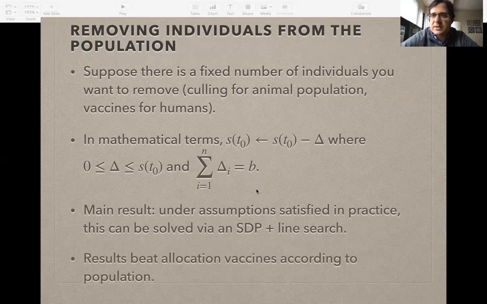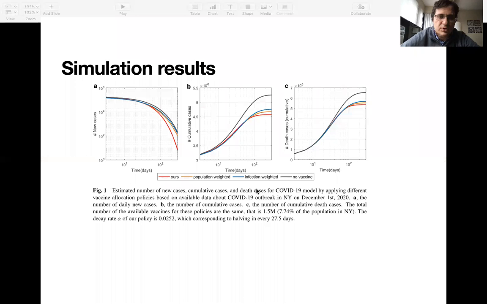So for example, let's apply it again to the model of New York State. And here I'm going to show you several different things. This black curve corresponds to no vaccine. The blue curve corresponds to giving vaccines to counties in New York State proportional to infections. Orange corresponds to giving vaccines to counties proportional to their population. And what our methods found is in red. So you see they're better on all parameters.